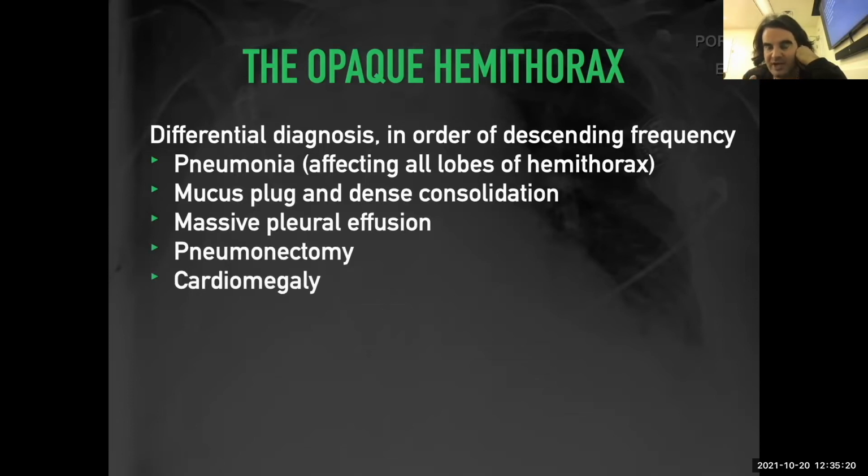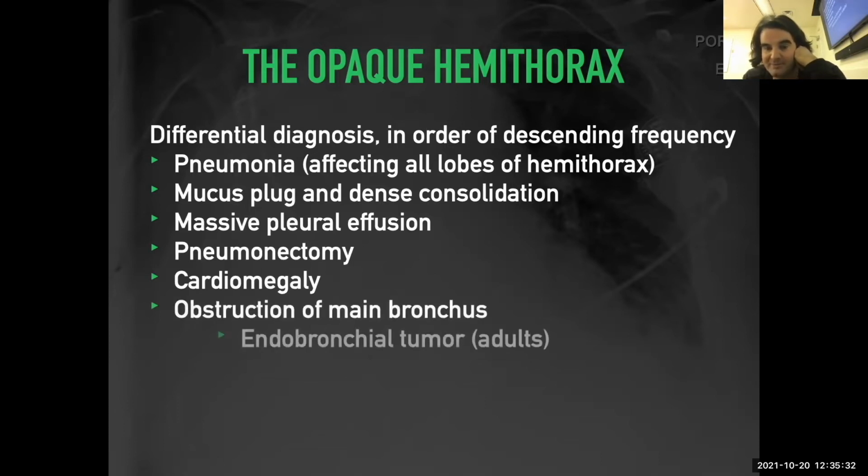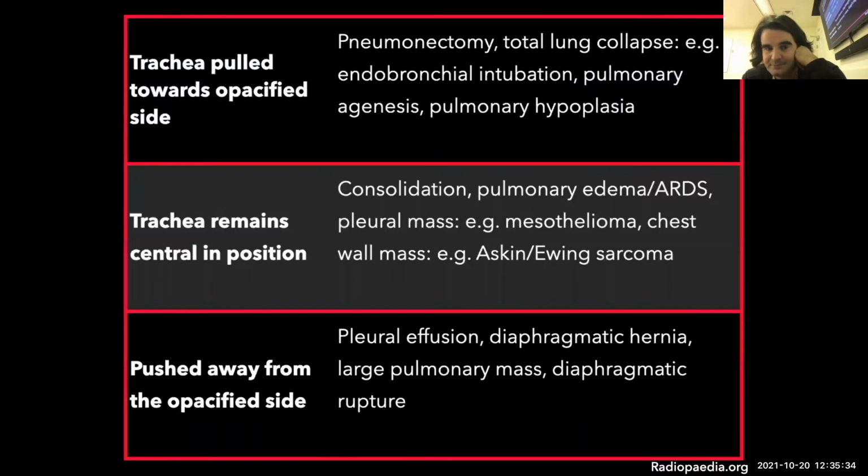that it's all consolidation or it's all fluid or it's a mix of both, but it can also be the diaphragm. A raised hemidiaphragm can really give you an appearance of a right opaque hemithorax. And of course, we use these typical findings like where the trachea deviates, like if it's pulled towards, then it's lung collapse, right? Because you decrease the actual volume of the thorax.